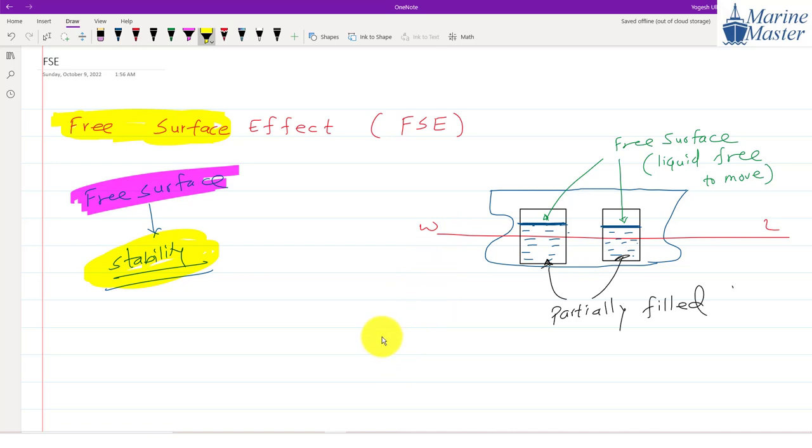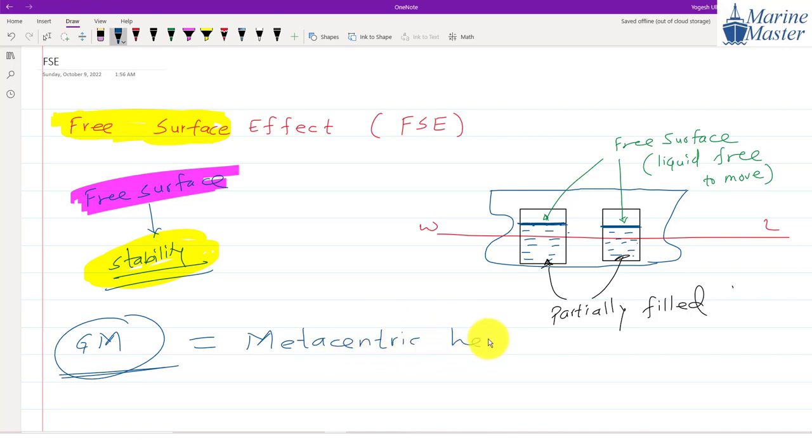And this free surface effect is nothing but a what? So you got the meaning of free surface, guys. Free surface means liquid free to move. Now this stability decreases. See, basically what is meant by GM? GM stands for metacentric height. And what is the importance of GM, guys? Tell me, what is the importance?